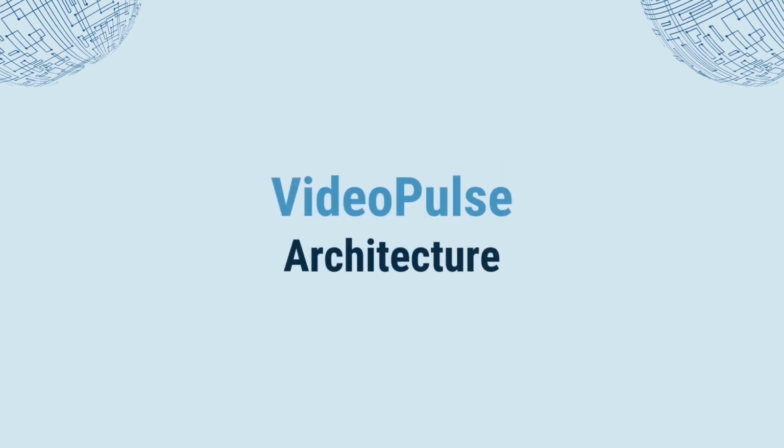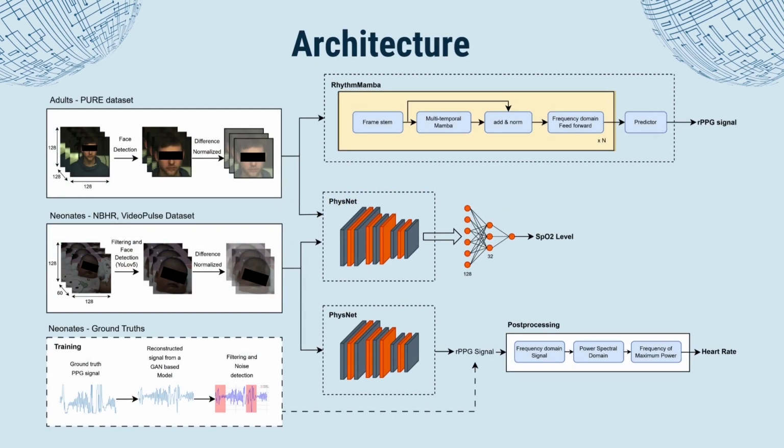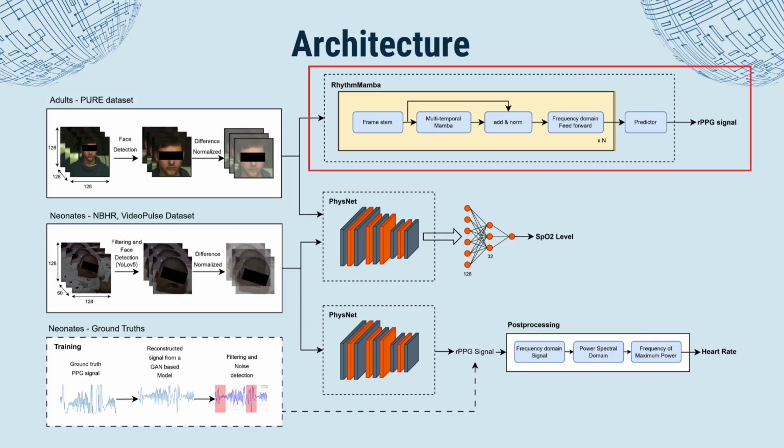Then let's talk about the architecture. In our architecture, we use facial videos from adults and neonates as input to estimate heart rate and SpO2 levels. First, we detect and crop the faces, and then the frames are difference normalized to highlight subtle skin color changes related to blood flow. For heart rate estimation, the frames are processed using Rhythm Mamba, a Mamba-based architecture.